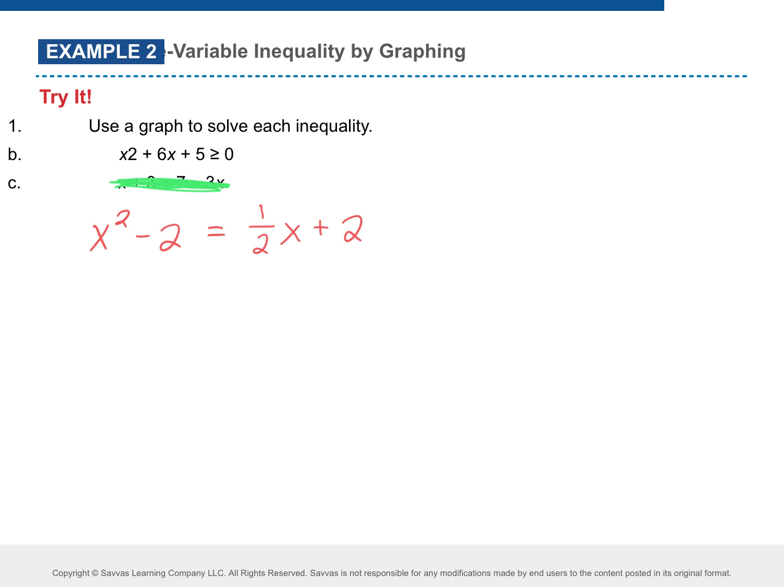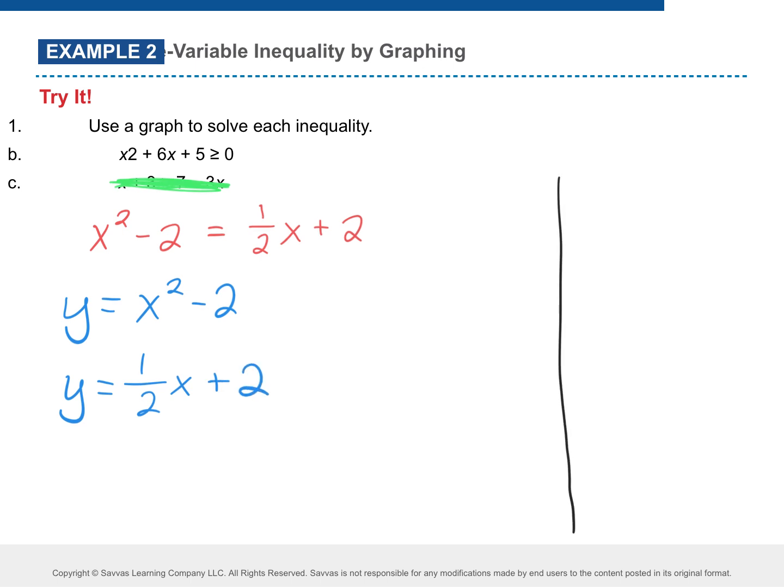Is this a quadrant? Yep. So what do I want you to do first with those? Split them. So if I write y equals, what's my first one? X squared minus 2, and then y equals 1/2 x plus 2. Again, you have a graph. Go graph that line that we're used to. Go graph that second equation.